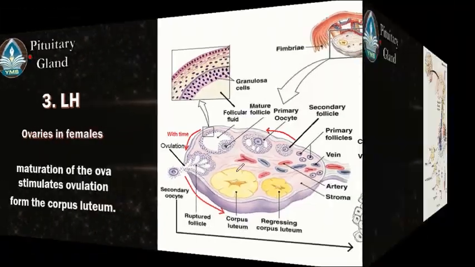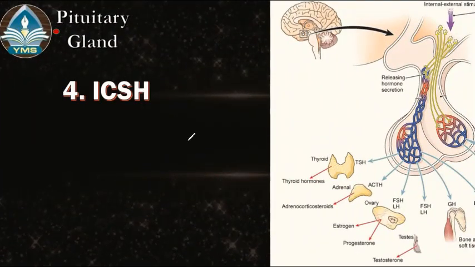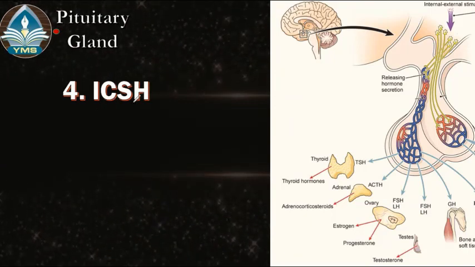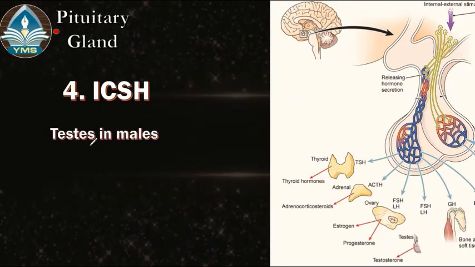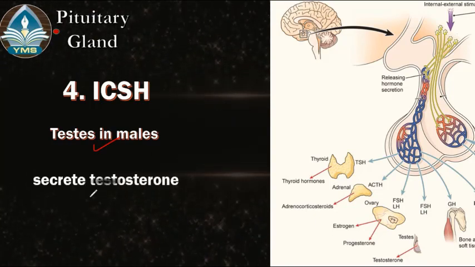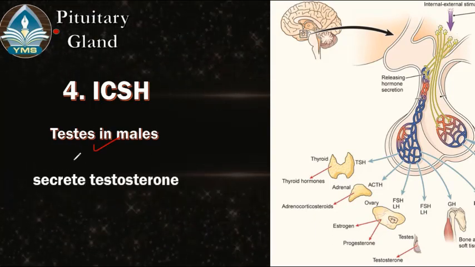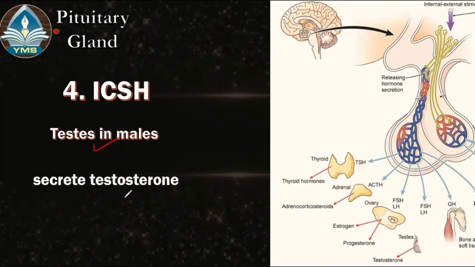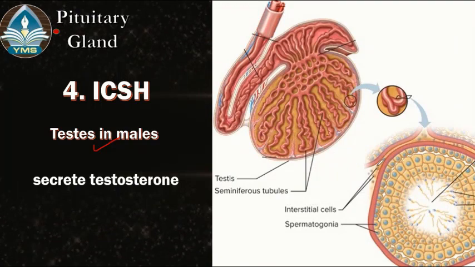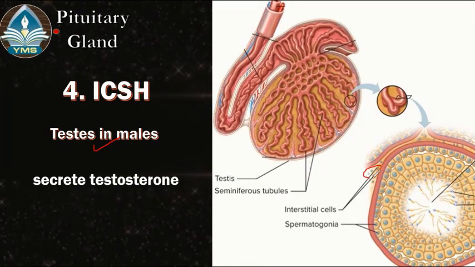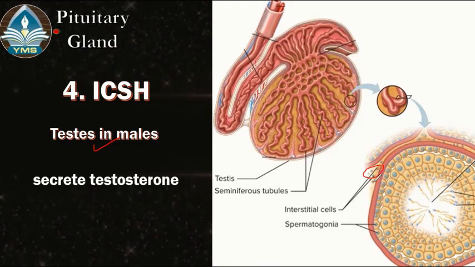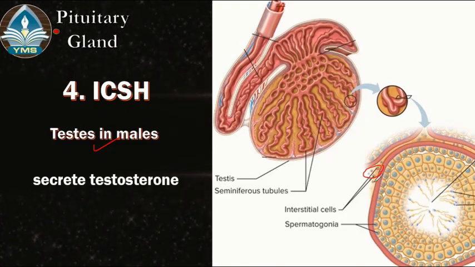Now let's go to the second hormone. Here we have interstitial cells stimulating hormone. It targets the testes in male, and what does it do? It helps the interstitial cells to secrete testosterone. Here, if you look at the seminiferous tubules, the cells between them, that is what interstitial means. It means the cells which are between two things.